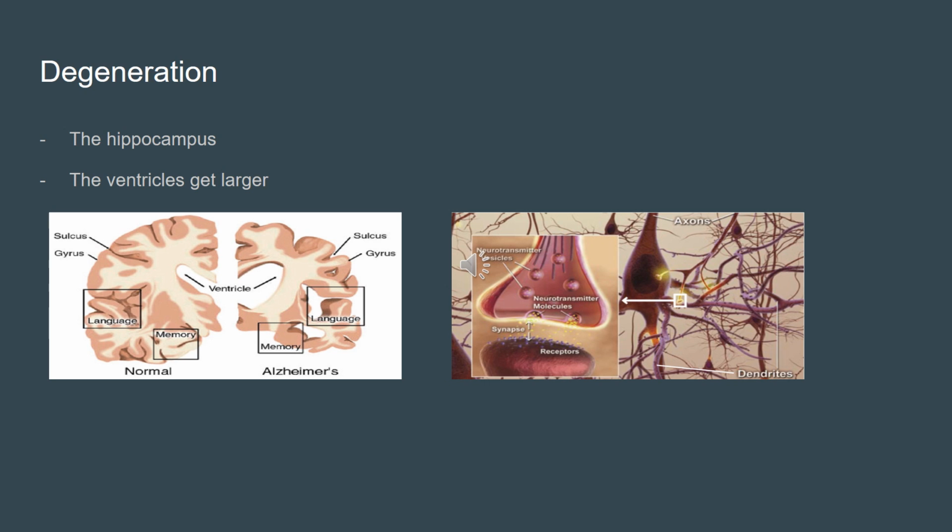Degeneration. The disease starts at the hippocampus and spreads to the frontal, temporal, and parietal areas in the brain. It also causes the ventricles to get larger, as we can see in the picture. The disease is a neurodegenerative disease that has no cure.